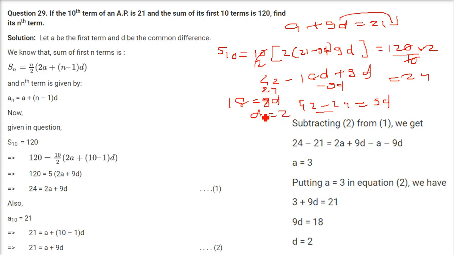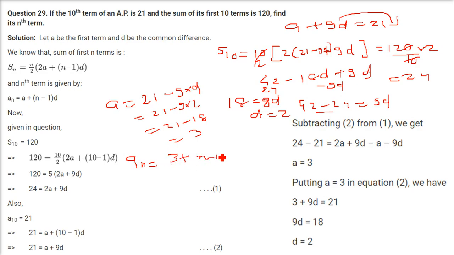D is 2 and A will be what? 21 minus 9 into D. 21 minus 9 into 2, 21 minus 18, which is going to be 3. A is 3 and D is 2. D and A are known. Now what is the nth term? It will be A plus n minus 1 into D. So 3 plus n minus 1 into D. 3 plus 2n minus 2.